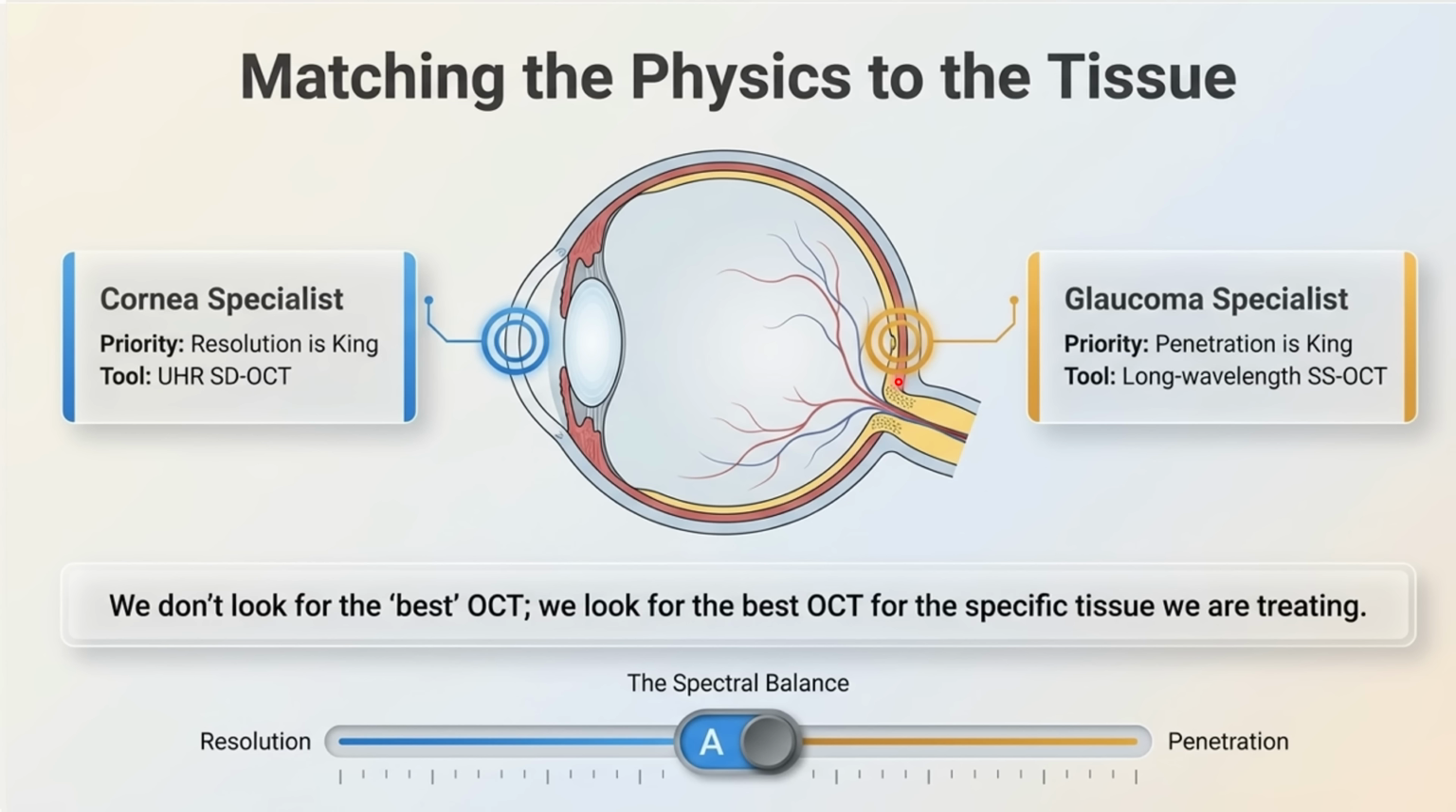So this is known as a trade-off. Based on your needs, you choose this button in this direction or in this direction. Whether you are using it for a specialty cornea clinic, glaucoma clinic, or retina clinic, you can select which one is appropriate for your imaging.